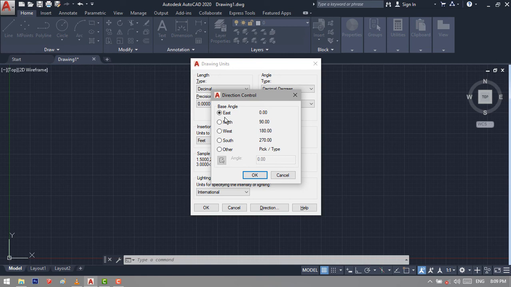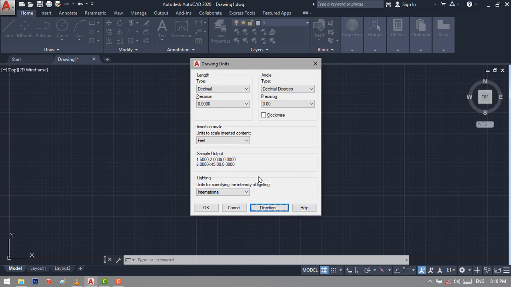A straight line to the right hand side is 0 degree, and a perpendicular on that, or a straight line to the north, will be a 90 degree line. In the same order. So here that means anti-clockwise. If you want to go with clockwise, just check this box. So for now we leave it unchecked.